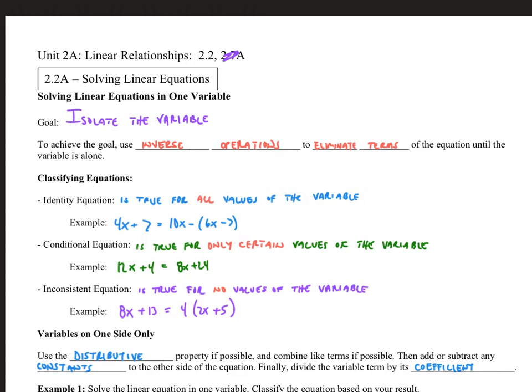Solving linear equations in one variable, something you guys should have a ton of experience with. Remember that your goal is to isolate the variable, get x by itself. And to do that, we use inverse operations, right? So that if it says multiplying, we're going to divide. If it says add, we're going to subtract. If it says square, we would square root. But we're looking at linear equations, so we don't have to worry about that today. To eliminate terms of the equation until the variable's alone.